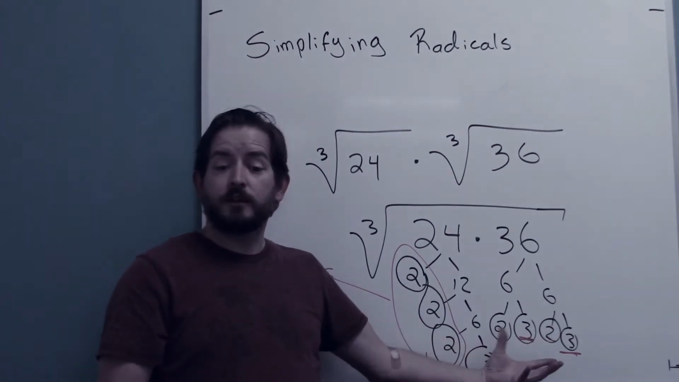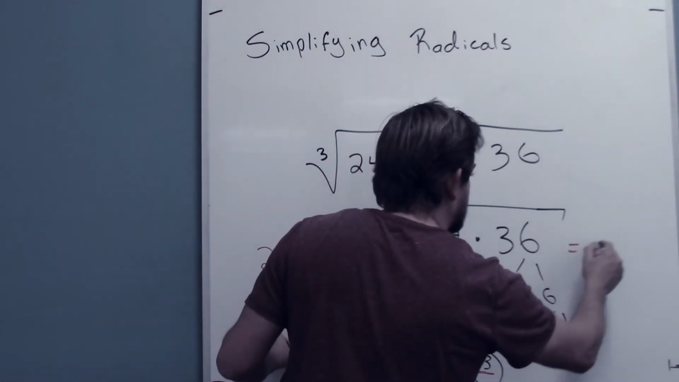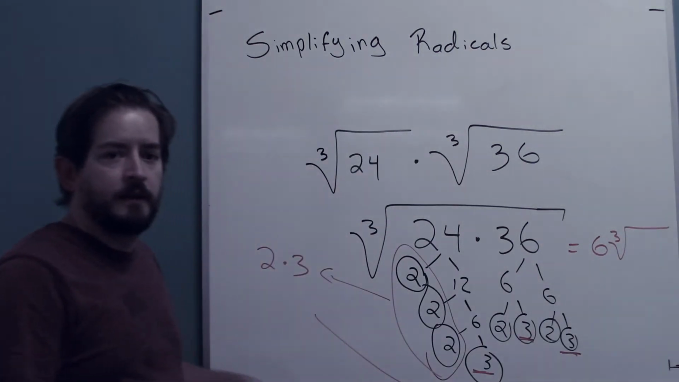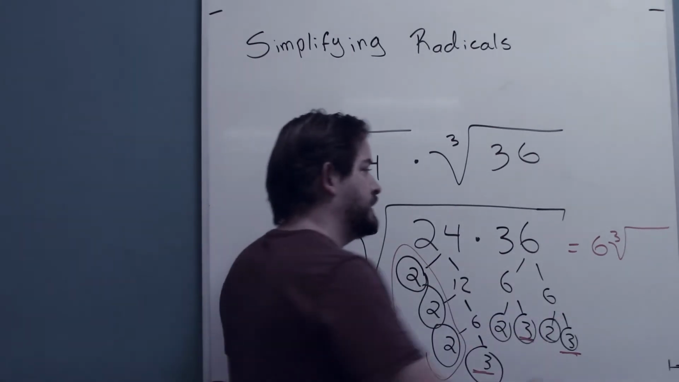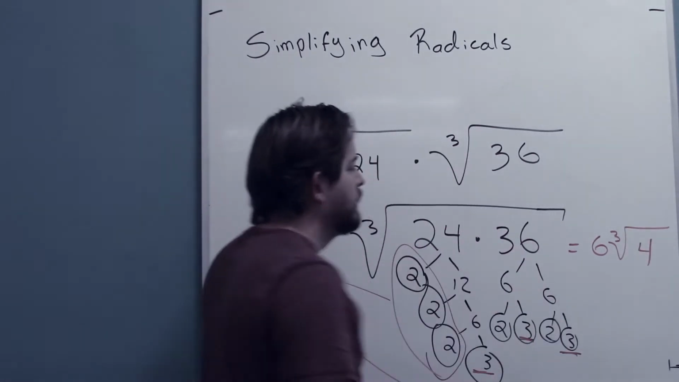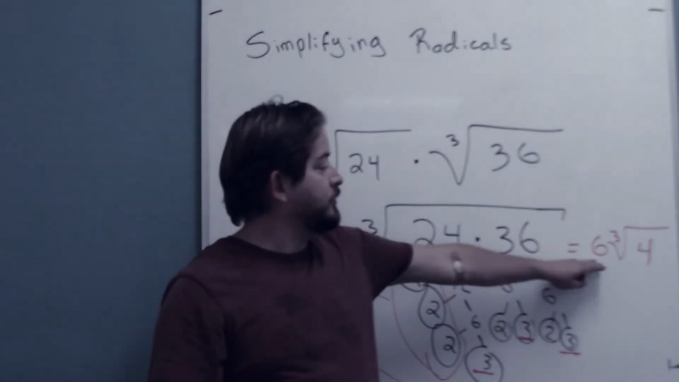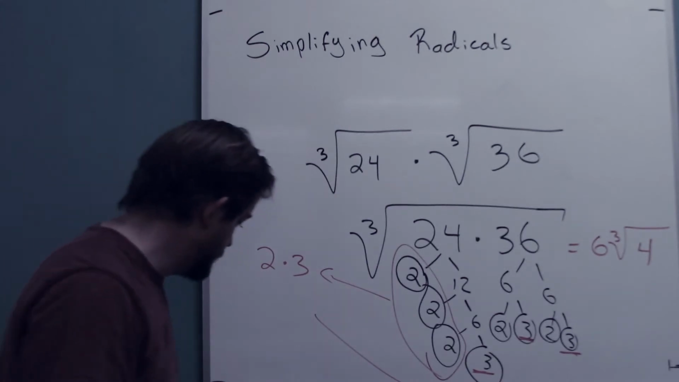So I do have stuff left over, but on the outside I have a 2 times 3, so that's a 6. And inside that cube root, I still have this 2 and that 2, multiply them back together to give you 4, right? So I can pull some stuff out, I can't pull everything out, but I've simplified it as much as I can. All right, good.